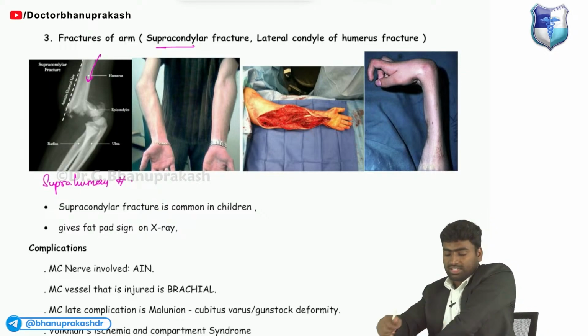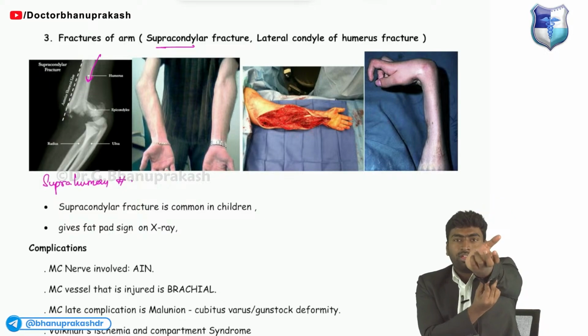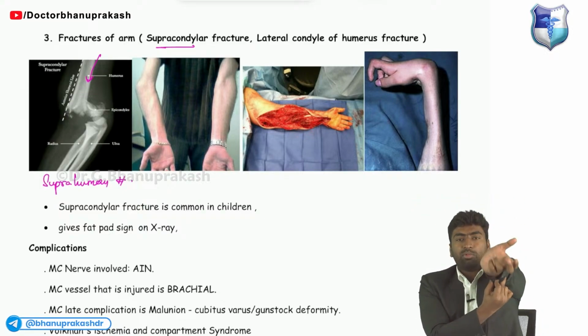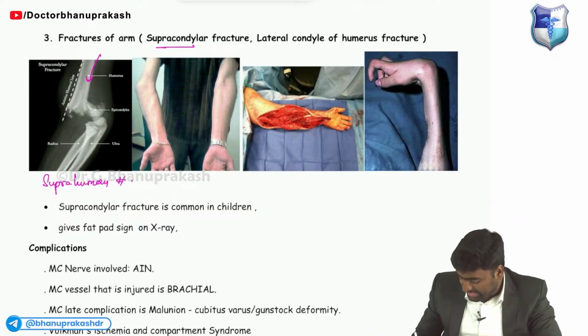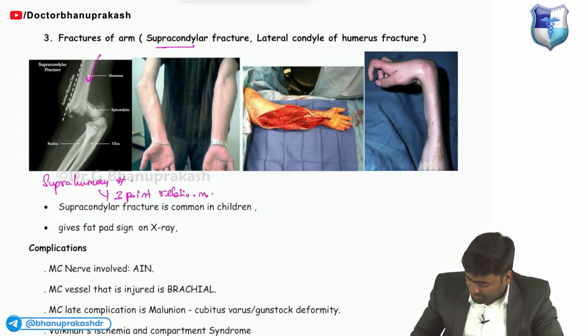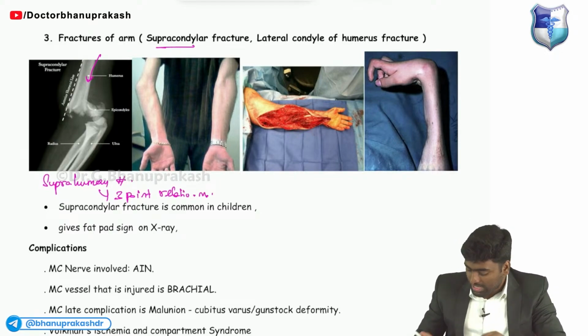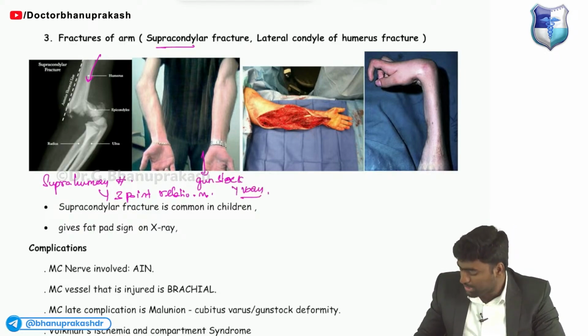So they call this the 3-point bony relationship. When you extend, these 3 points will be in a straight line, whereas when you flex, they form a triangle. This 3-point bony relationship will be maintained in a case of supracondylar fracture of the humerus. If it is not healed properly, it leads to the deformity known as gunstock deformity, which is a cubitus varus deformity.